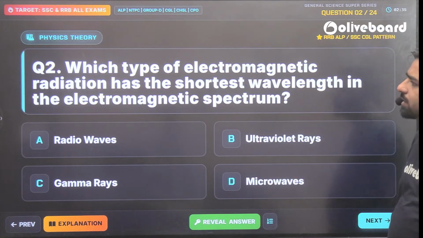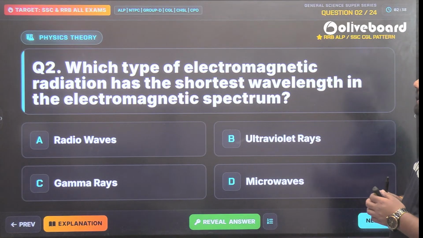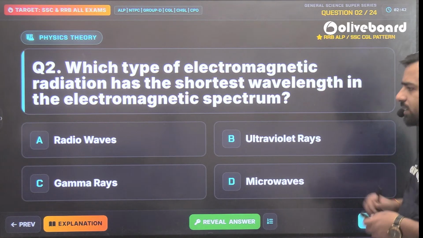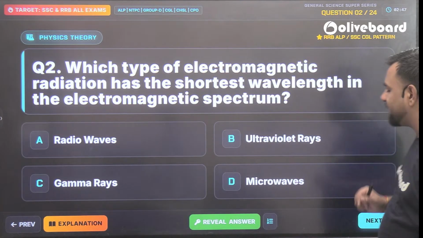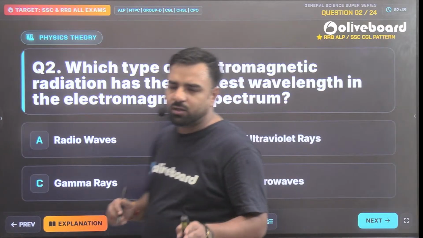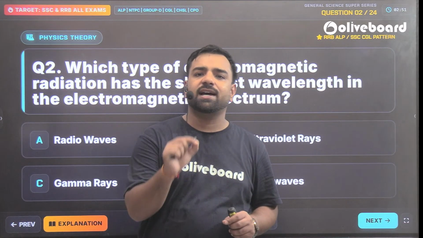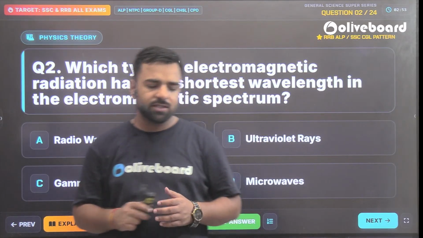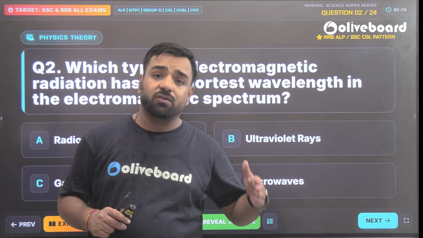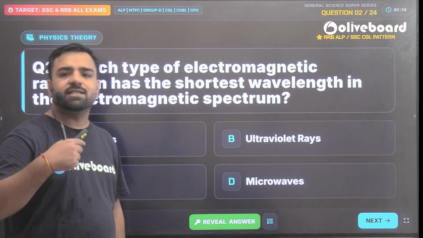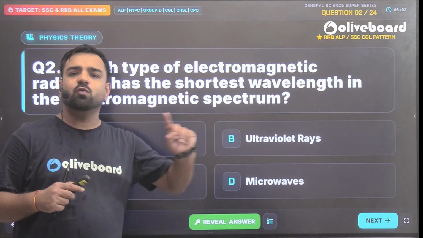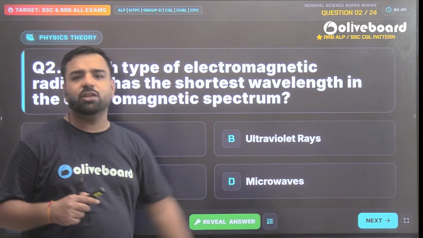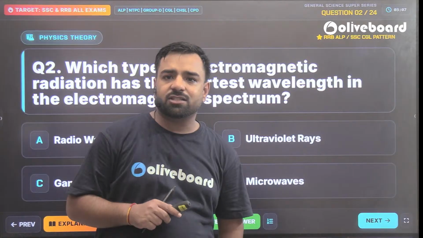Next is, which type of electromagnetic radiation has the shortest wavelength in the electromagnetic spectrum? Is it radio waves, ultraviolet rays, gamma rays, or microwaves? If you are aware of the sequence order GXUVIMR, you can easily tell the answer. What is it? Gamma ray, X-ray, ultraviolet, and so on. G stands for gamma rays, which have the shortest wavelength. If I talk about radio waves, they have the longest wavelength.